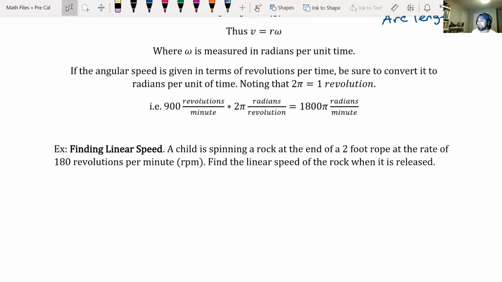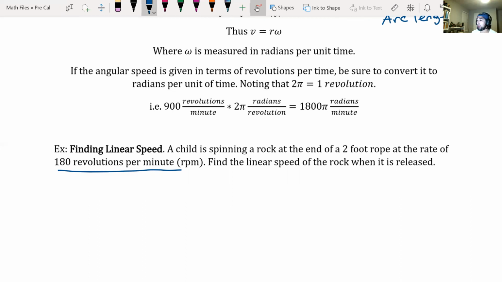So, a child is spinning a rock at the end of a 2-foot rope at the rate of 180 revolutions per minute. There it is. There are your keywords that tell us that we get to use the third formula above. Find the linear speed of the rock when it is released.